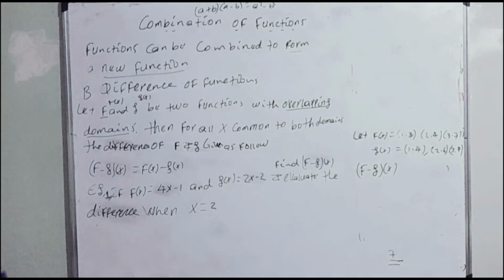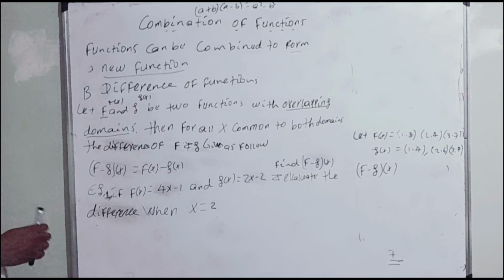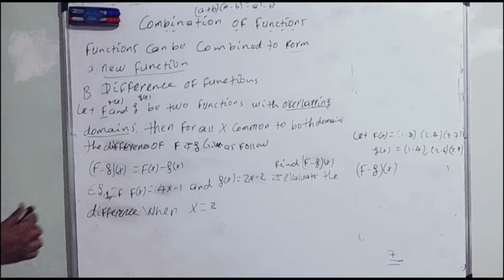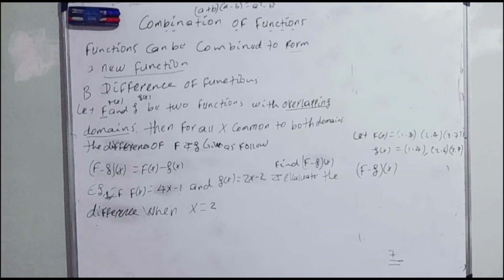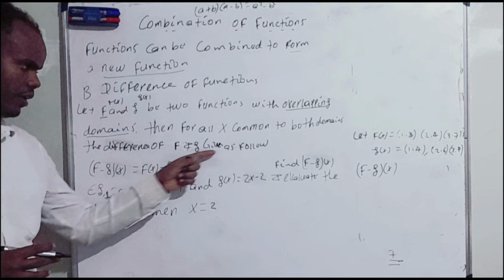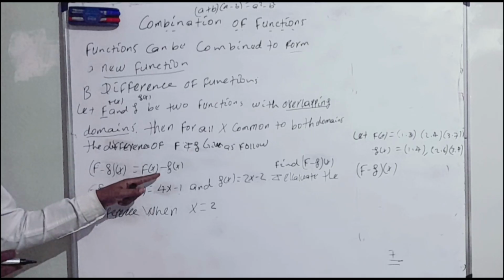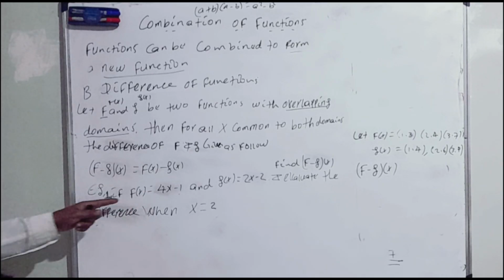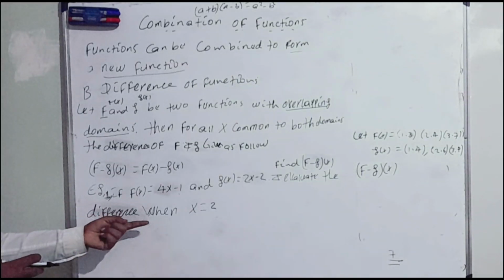Okay, the next is the difference of functions. Let f(x) and g(x) be two functions with overlapping domain. Then for all x common to both domains, the difference of f and g is given as follows: (f − g)(x) = f(x) − g(x). Number 1: f(x) = 4x − 1 and g(x) = 2x − 2. Evaluate the difference when x is equal to what?